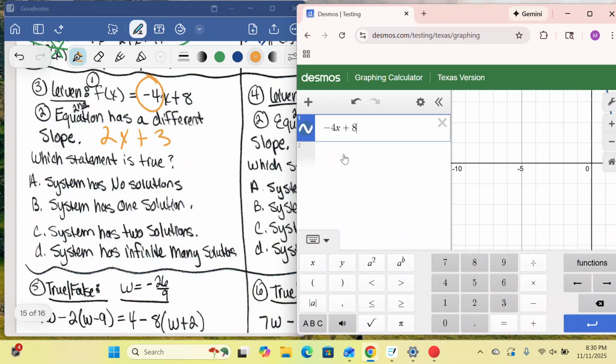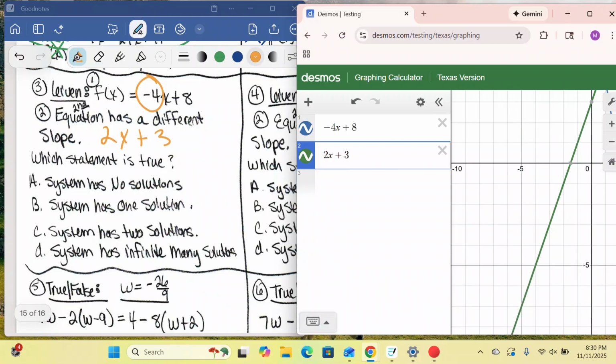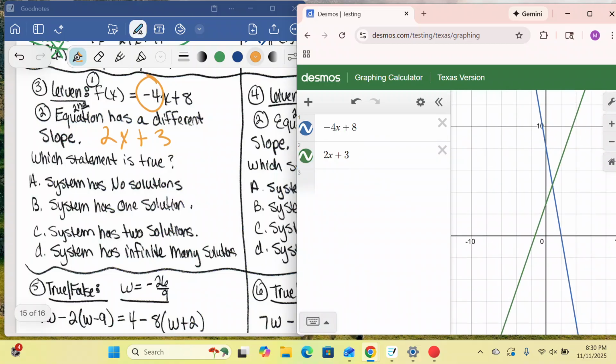There's my first linear equation. My second one that I created was 2x plus 3. I have my system. I have my negative 4. And I have my positive 2 with a different slope. I'm going to look at the green one and the blue one. And where they match, they exactly cross at one point.